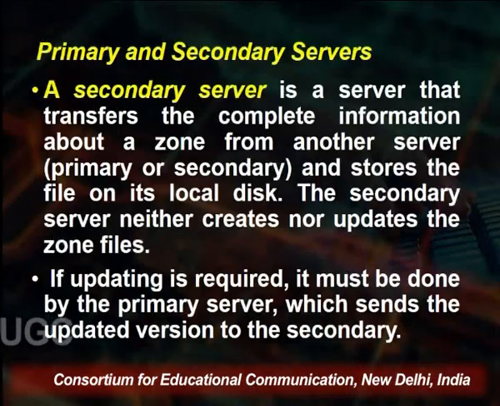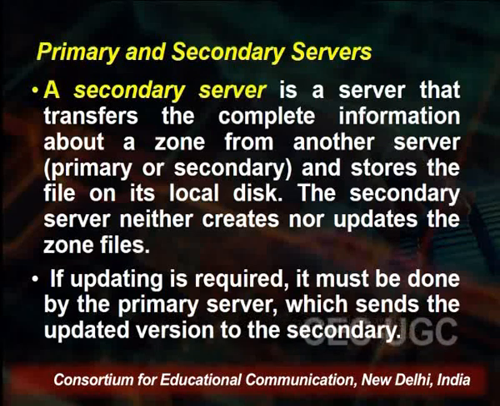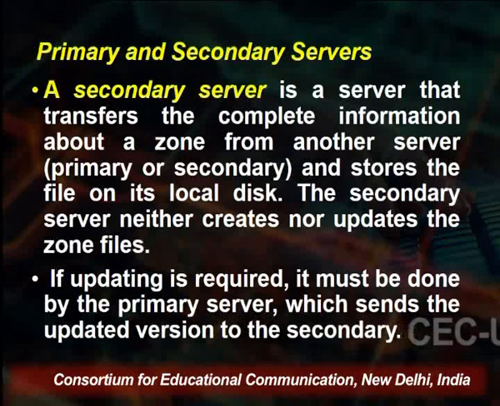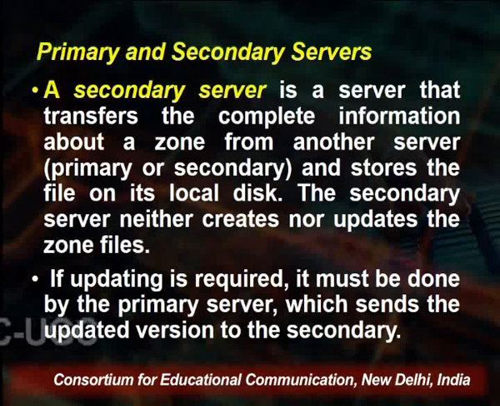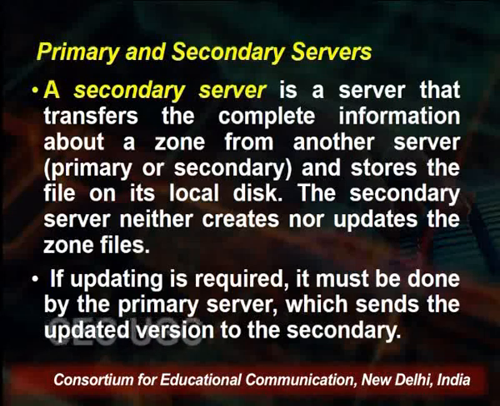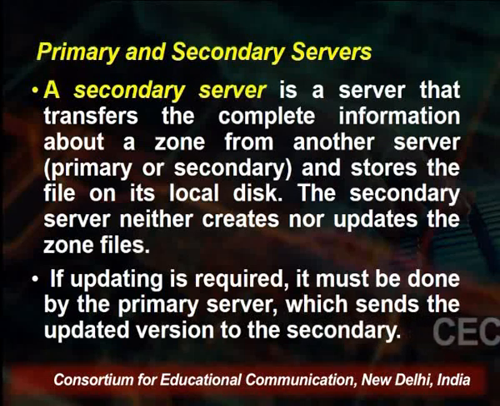Right. The secondary server will also have a copy of the zone file. The primary server will give a copy of the zone file to the secondary server. The secondary server will store it on the local disk, right, but it can neither create nor update the zone file. So if any updation in the zone file is required, it is only done through the primary server. The secondary server only keeps a copy. So the secondary server will say that this is not updated, or an updated version of the zone file will be sent to the secondary server by the primary server.